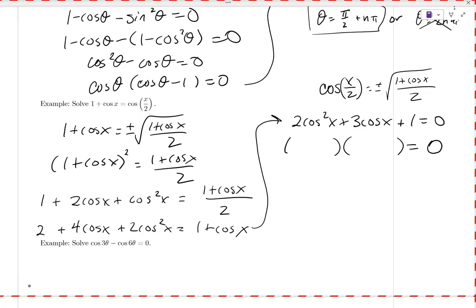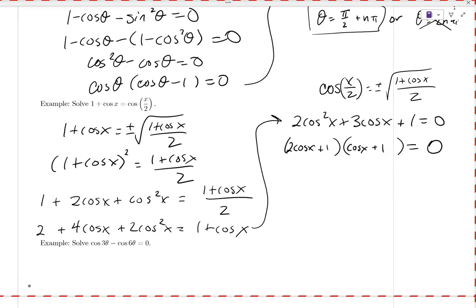Well, yeah, you need a 2 cosine x here and a cosine x there. And then what are the constants going to be? I got a plus 1, right? So they better both be plus 1. Right? Because that'll give me a 2. When I multiply these two, I'll get a 2 cosine x, and then I get a 1 cosine x there. So when I add them, I'll get a plus 3.